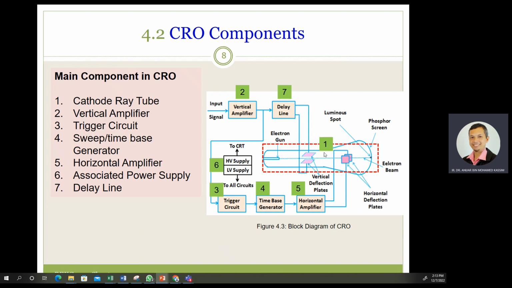Okay, and inside this there are some components. For example, the electron gun where the electron beam is produced, and also the vertical deflection plates, in order to control whether it goes up or down, and the horizontal deflection plates in order to control whether it goes right or left. And there is a phosphor screen, which shows the light when the electron beam collides with it.